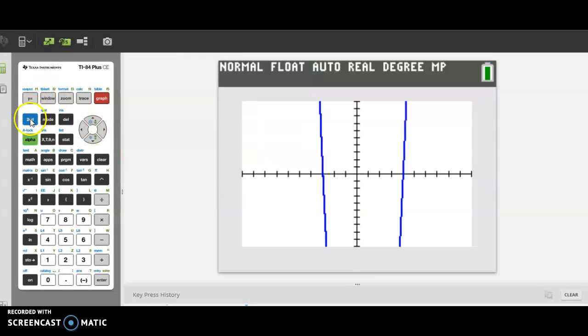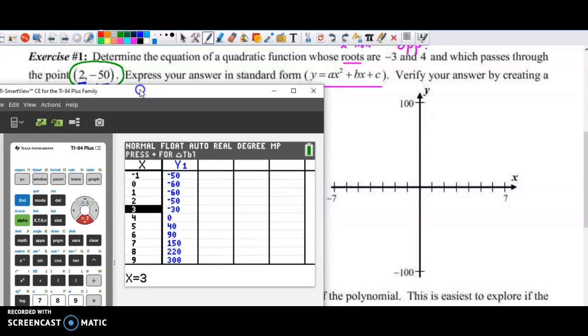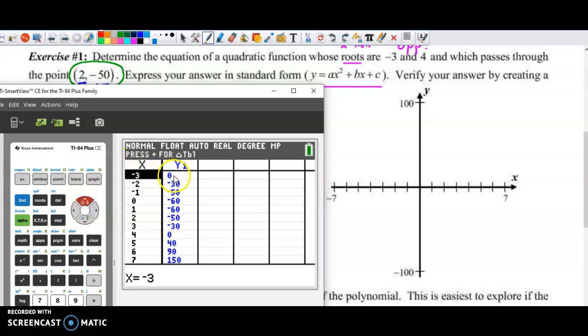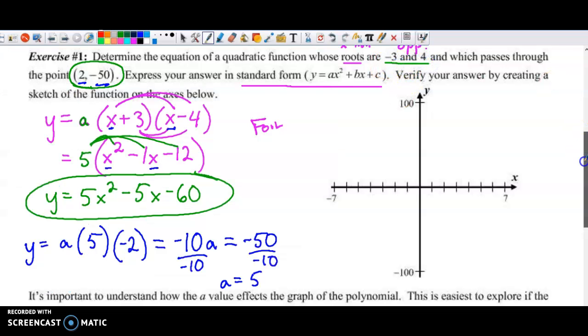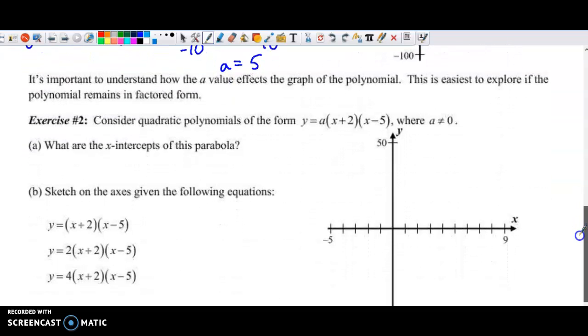And then also, if I go to second graph and I look at the table, I can see that when x was 2, I got negative 50 for that ordered pair. If I scroll up again, when x is negative 3, I got 0. When x was 4, I got 0, which was stated up there. So there's a little bit for each problem that you'll just need to get used to.